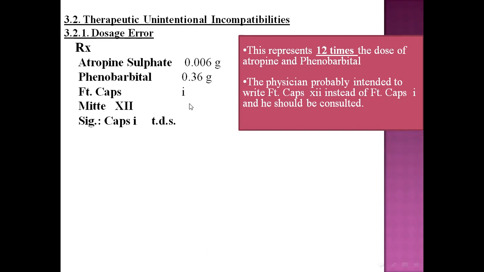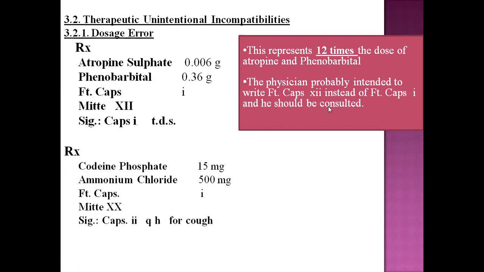The one capsule of phenobarbital contains 0.006 of atropine sulfate divided by 12. And you should contact the physician to change the prescription.